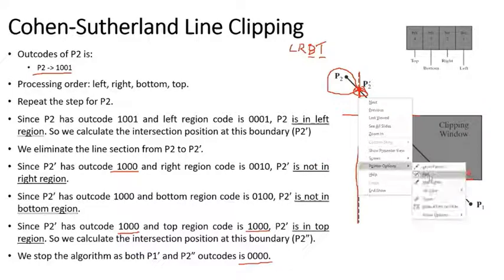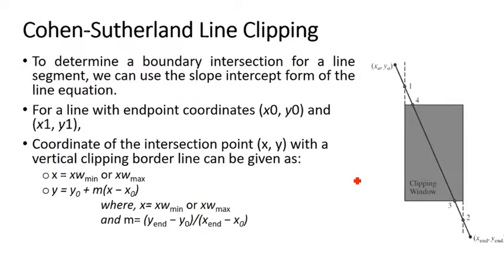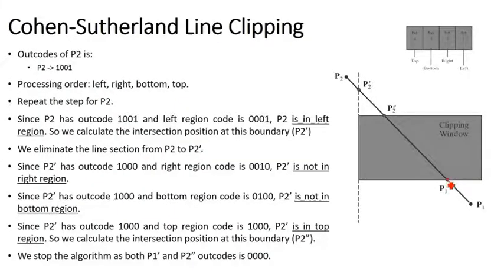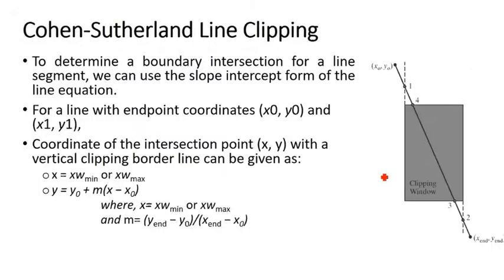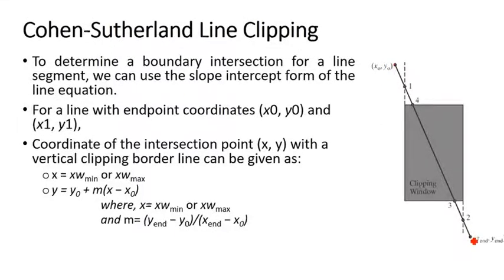So we will see an example of how this working is done. Before that, we have to see how this intersection point is calculated, right? So now to determine the boundary intersection point, consider this line. This line is starting from x0, y0 to x end, y end. The slope of this line is this.